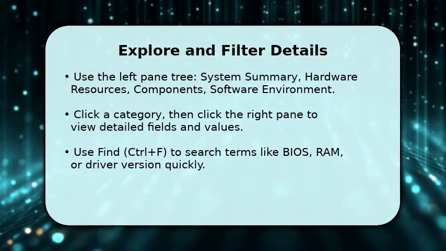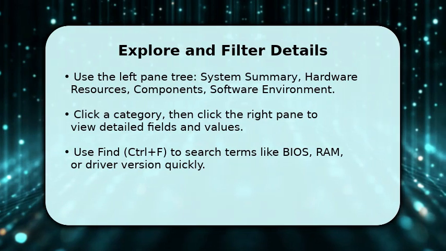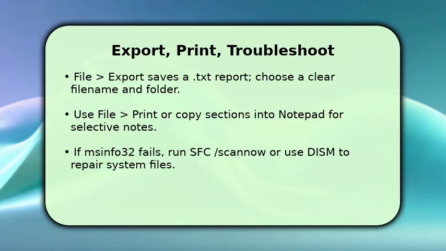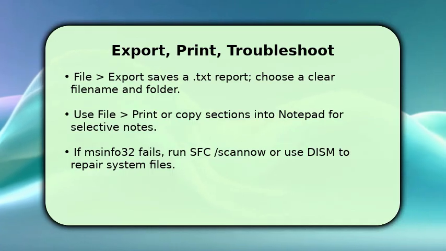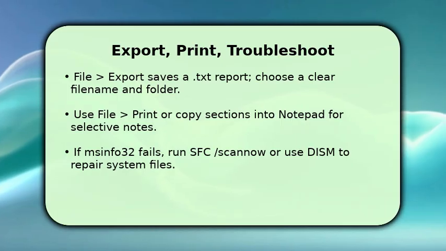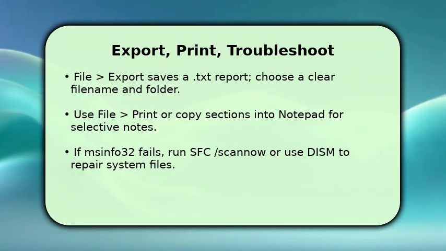Make sure to check related subsections for dependency information, because some items appear in multiple places and you want the most precise. Finish by exporting the full report so you can share or archive it. Go to File, choose Export, pick a file name and save location, because the text file contains everything visible in the app. If you only need a snapshot, select Rows, Copy, and Paste into Notepad or Print from File Print.